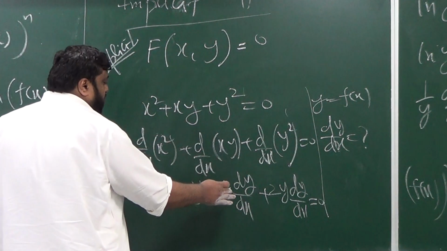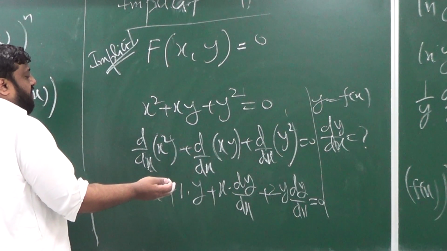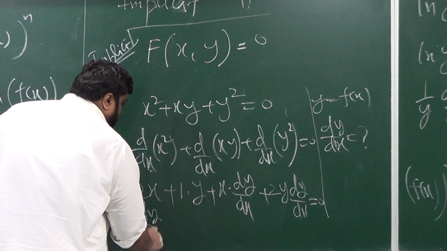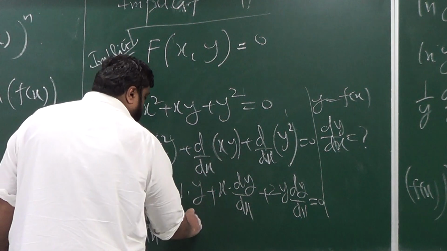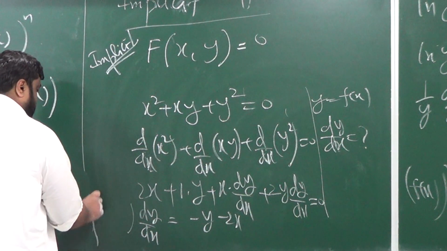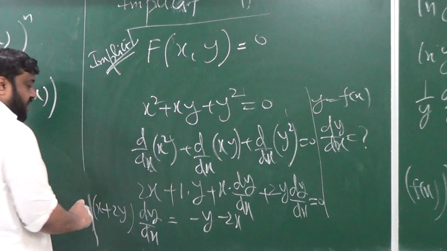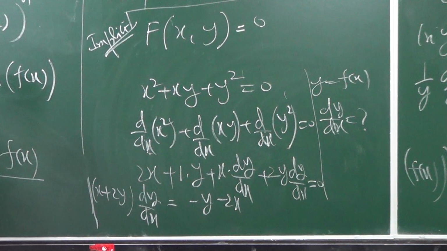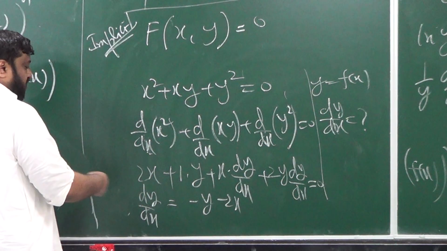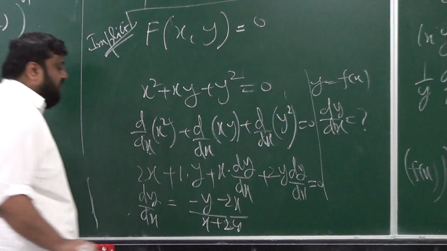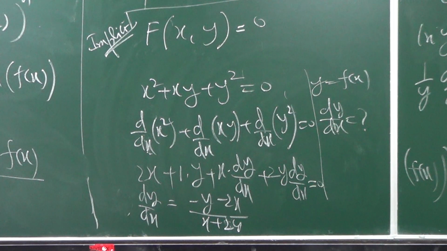And for finding dy by dx, you simply need to isolate this dy by dx. So you need to send everything to the other side except dy by dx. So it's going to be dy by dx equals negative y, negative 2x, and minus 2x. You can treat this as x plus 2y by the distributive law, and throw this x plus 2y to the other side, so you're going to have this x plus 2y in the denominator here. Is it making sense? I hope it is making sense to you.